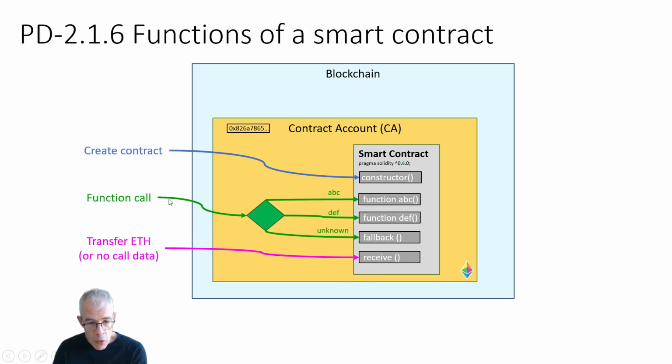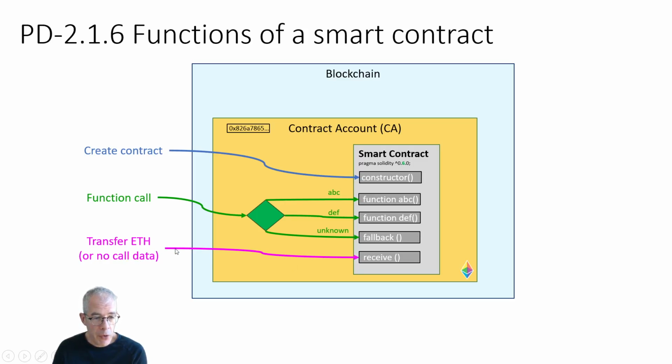Then we have the function calls. The function calls usually involve a function name. So what the contract does is basically check the function names, and based on the function name calls the appropriate function. So for example, ABC or DEF. And if it cannot find a function name that matches the list of function names in the contract, so it's an unknown function, it calls the fallback function of the contract. So that's pretty useful sometimes to always be able to interact with the contract.